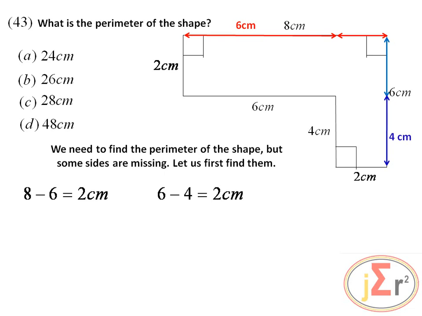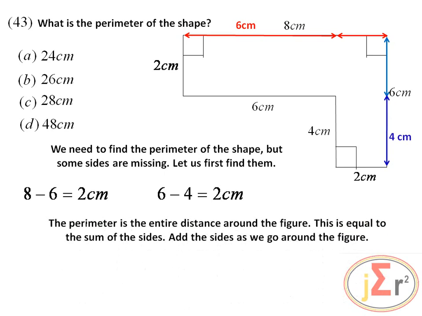We are going to take a look at each side. The perimeter is the entire distance around the figure. This is equal to the sum of the sides. Add the sides as we go around the figure. That makes a lot of sense.